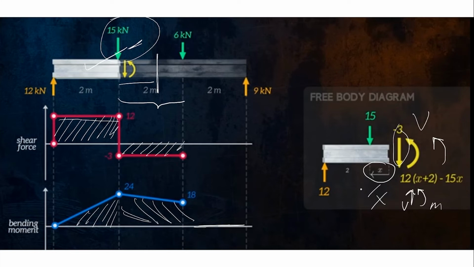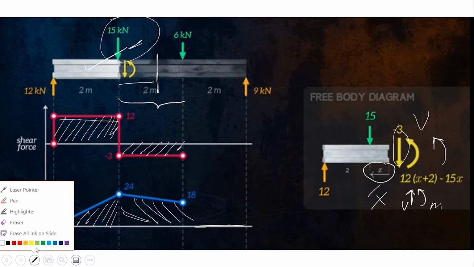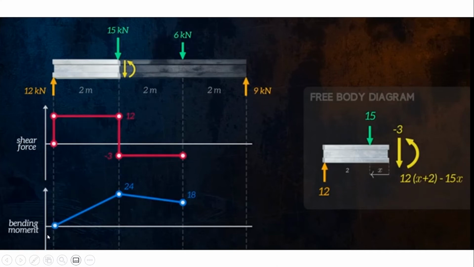So ano nangyayari diyan? The force is going down 15 kilonewton, then the distance is this. So 12, sundan natin to, 12x plus ito. If we are going to analyze this, ito yung point natin, then this is the distance. So 12x plus 2, then 15 to minus 15x. So yun ang equation natin.